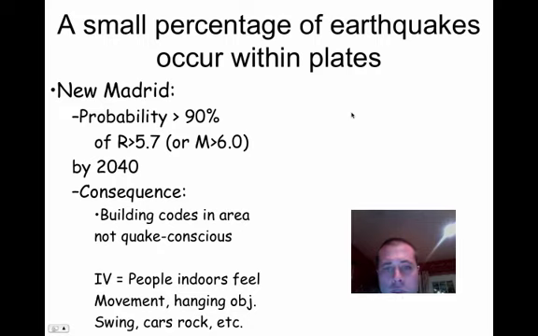However, a small percentage of earthquakes can occur within plates. The New Madrid Fault is right here in the United States in the middle of the North American Plate. And the stuff you're looking at here just says there's a probability of greater than 90% that, well, roughly a little more than medium-sized earthquake will occur within our lifetime.